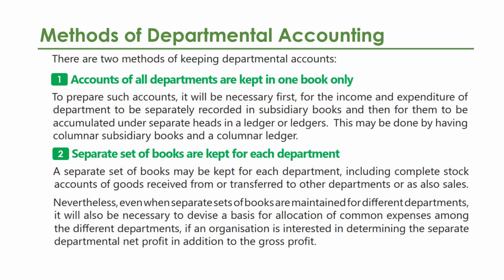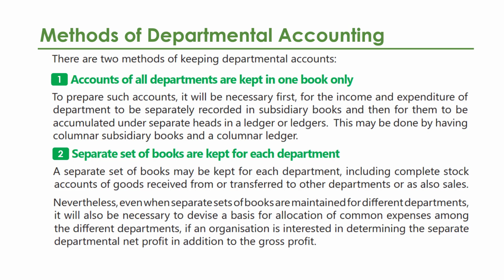Let's talk about the methods of departmental accounting. There are two methods of keeping departmental accounts. The first method is followed when accounts of all departments are kept in one book only. In this method, it will be necessary first for the income and expenditure of each department to be separately recorded in subsidiary books and then for them to be accumulated under separate heads in a ledger or ledgers. This may be done by having columnar subsidiary books and a columnar ledger.